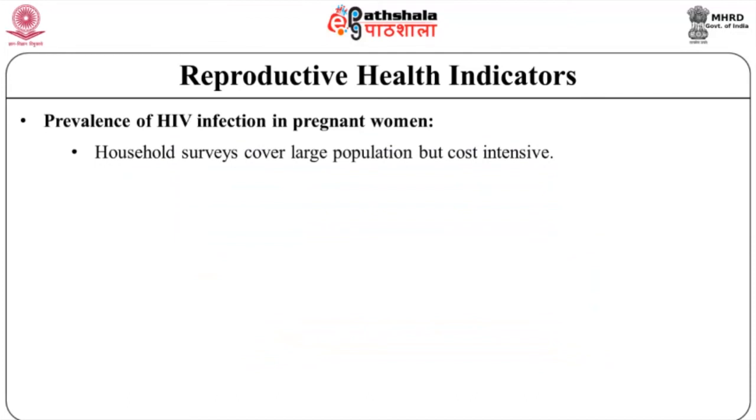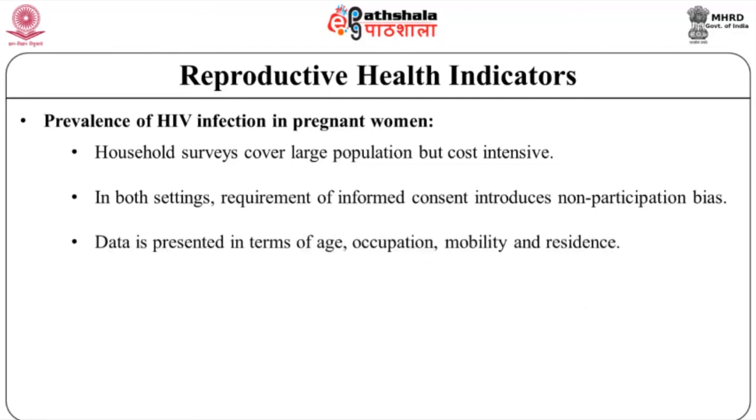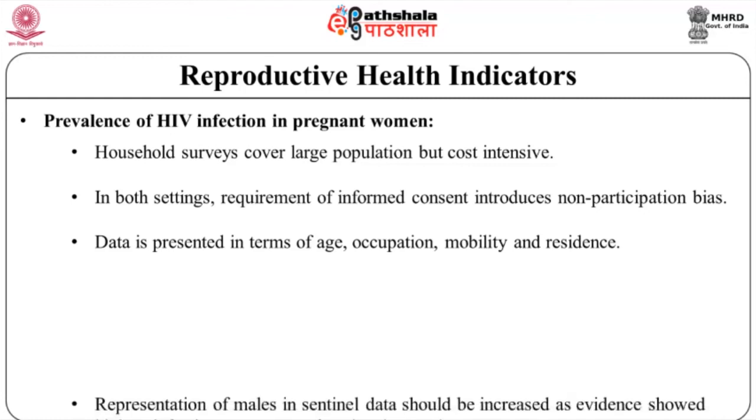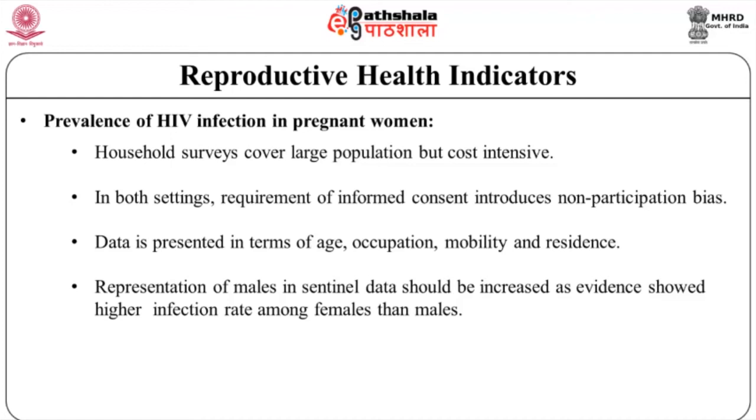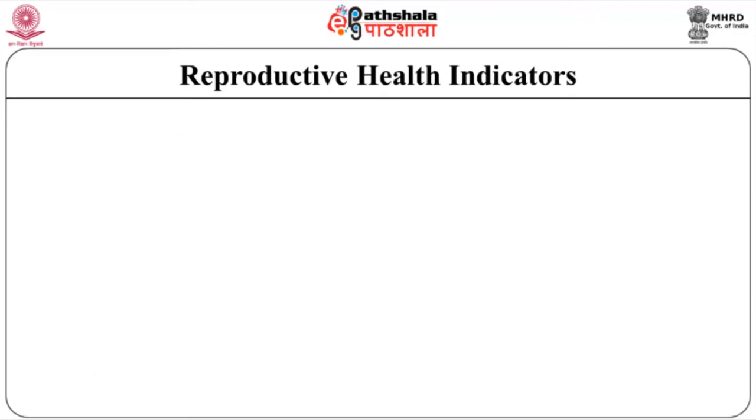Household surveys cover large population but are cost intensive. In both the settings, requirement of the informed consent introduces non-participation bias. Data is presented in terms of age, occupation, mobility, and residence. Representation of the males in sentinel data should be increased as evidence shows higher infection rate among females than males. Sentinel surveillance is useful to monitor the trend in 15 to 24 years and may not have utility in assessing the trend in incidence and prevalence of HIV in adult population.